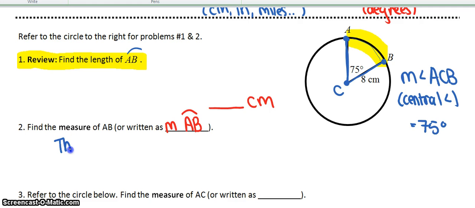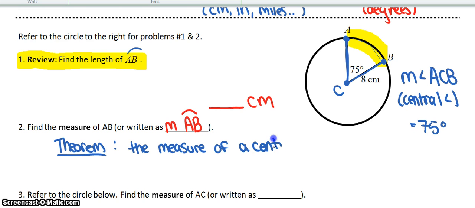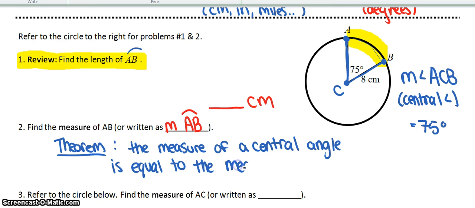And the theorem for today, or one of the theorems for today, is that the measure of a central angle, central, keyword there, central angle, is equal to the measure, keep saying that word measure, of the intercepted arc, or of the corresponding intercepted arc.